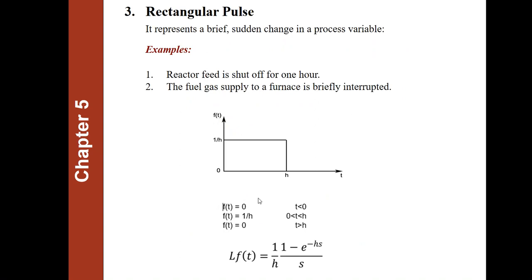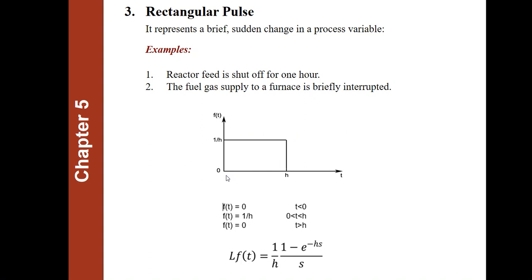Now, for the rectangular pulse, you encountered this first when we discussed properties of Laplace, and we added this under the properties because this one is not discussed in advanced math. So, if the step input is for a sudden sustained change, the rectangular pulse is a brief sudden change, meaning the change is not sustained. It was not sustained, so it's sudden, but it's just a brief change.